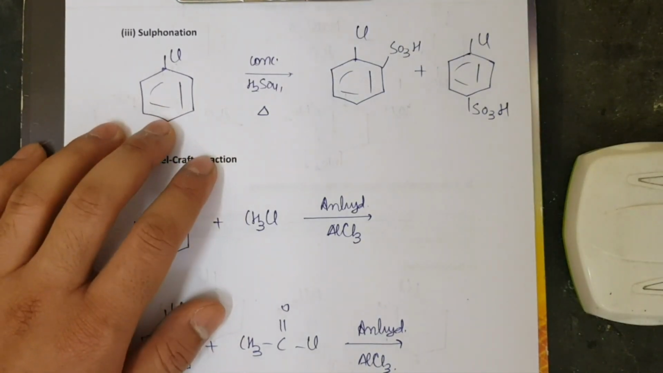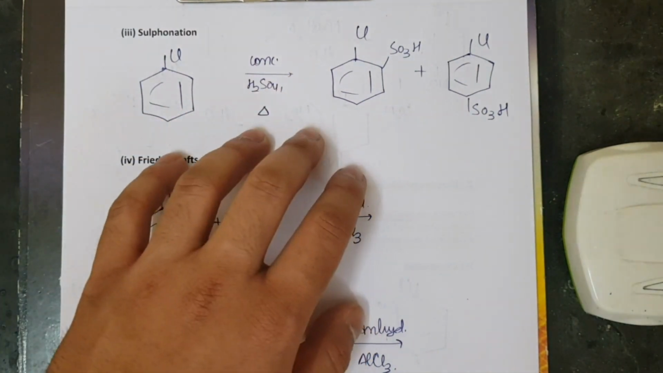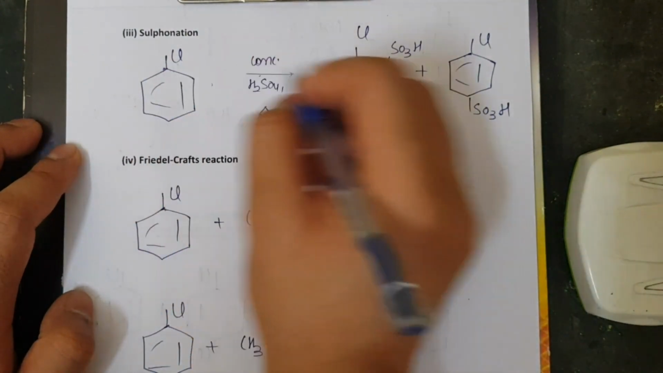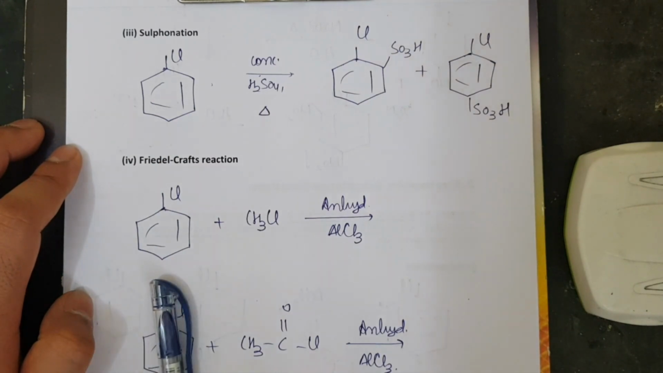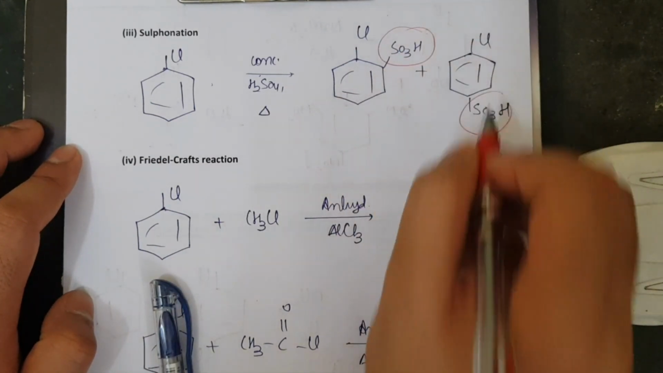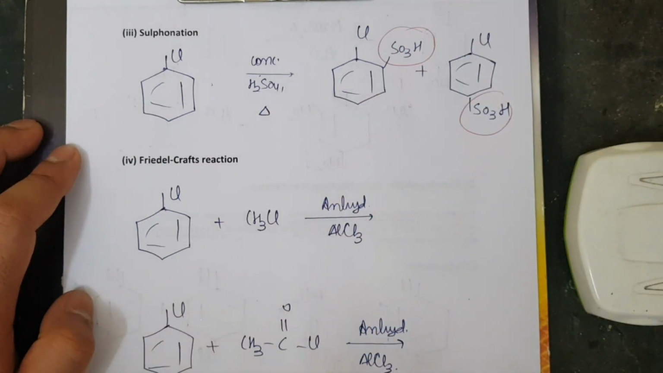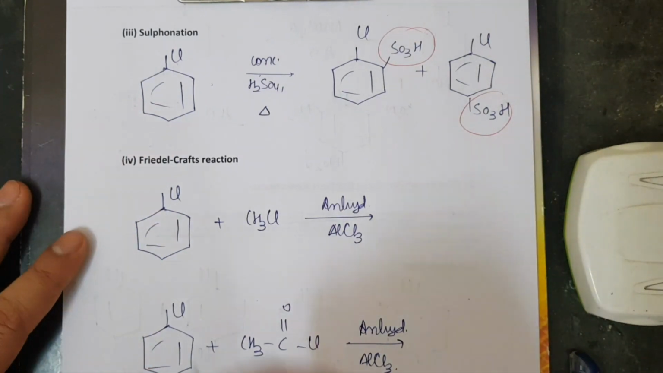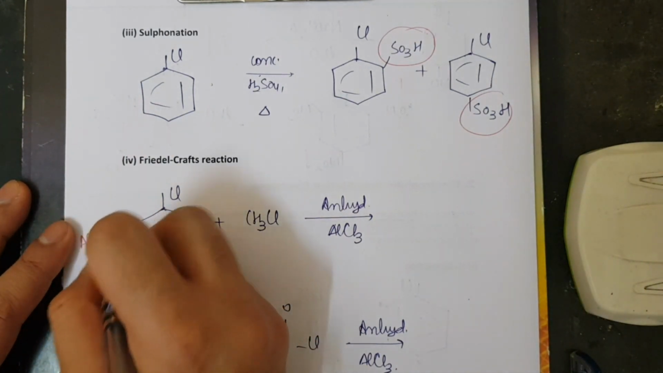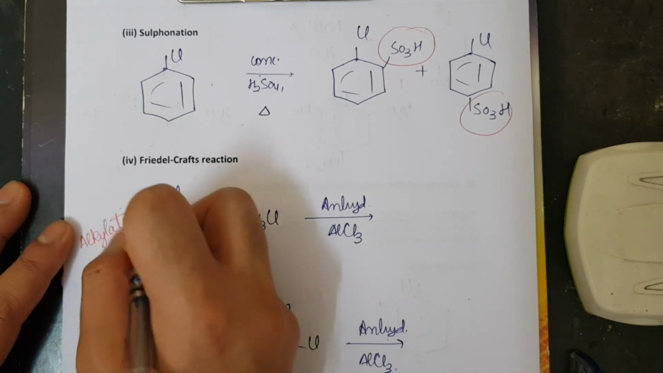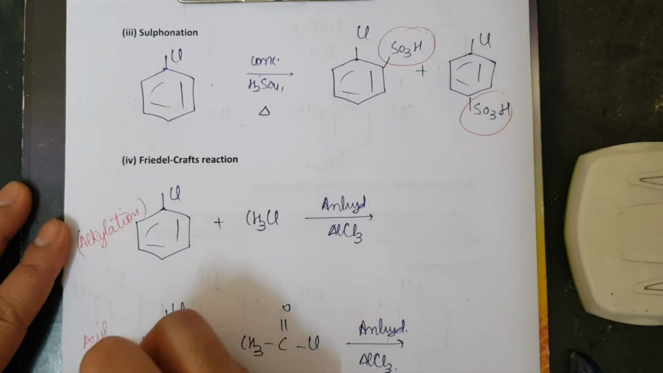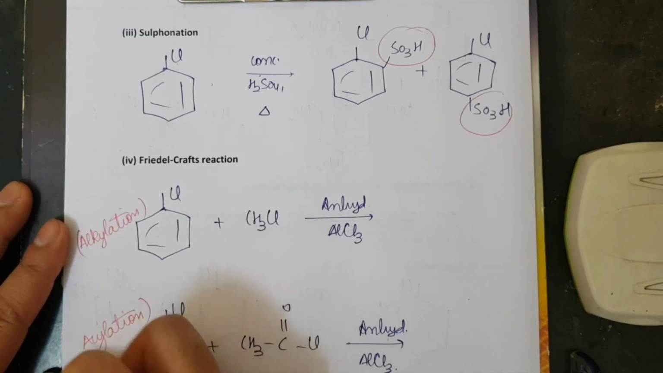Now the sulfonation reaction. We take concentrated H2SO4 and heat in order to give me the sulfonation. So once again SO3H is introduced at the ortho and at the para position. Now we have the Friedel-Crafts reaction. There are two types of Friedel-Crafts reaction. One is the Friedel-Crafts alkylation. One is Friedel-Crafts acylation. What is the difference between the two?